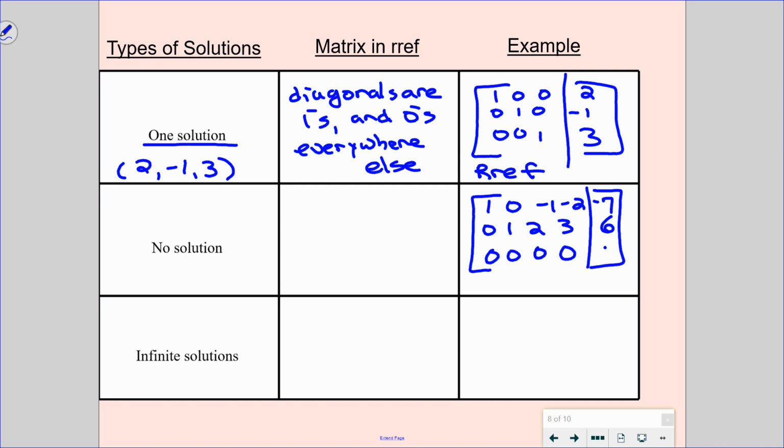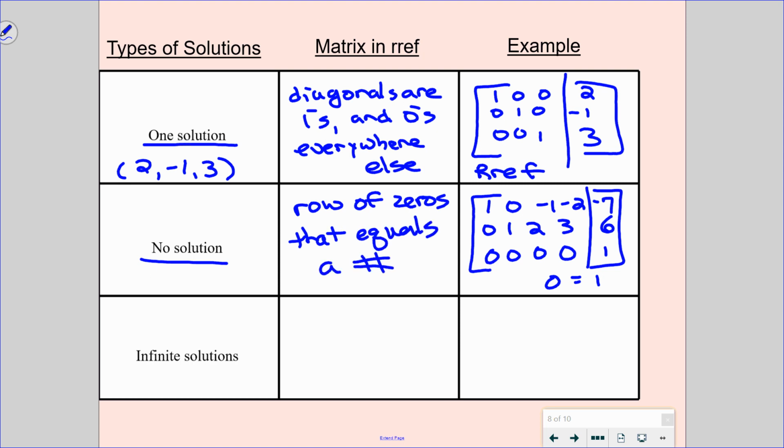because you see all zeros in that case, and you have a number after that. So what that's telling you is that essentially you have 0 equals 1. That is a big red flag as to why you know that is a no solution. So if you ever have a row of zeros that equals a number, then no solution is going to be what your final answer would be.